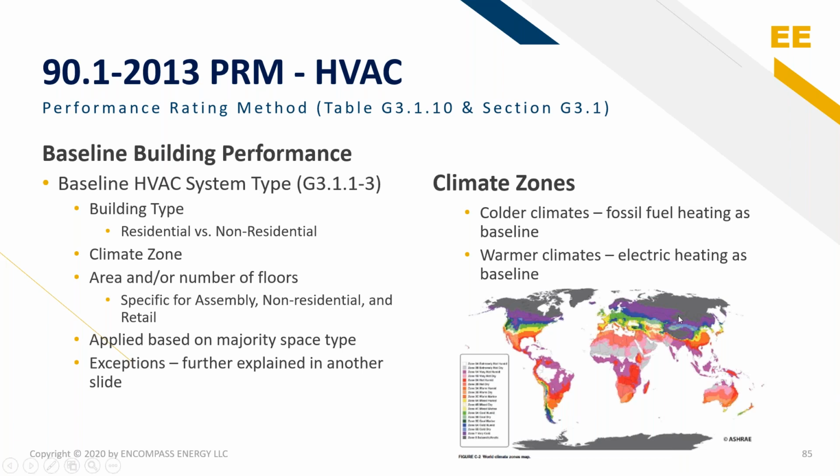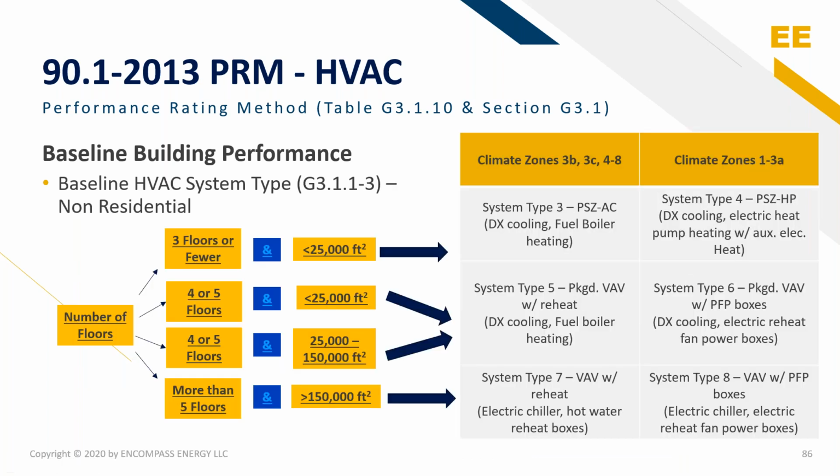In general, colder climates are going to be suggesting to use fossil fuels, and warmer climates are using electric fuels in the baselines. So what does it actually look like? Once you know your fuel type, whether you're electric or gas, you then look at your number of floors and your area. So smaller buildings, 3 floors or fewer, less than 25,000 square feet, you end up with single zone type systems.